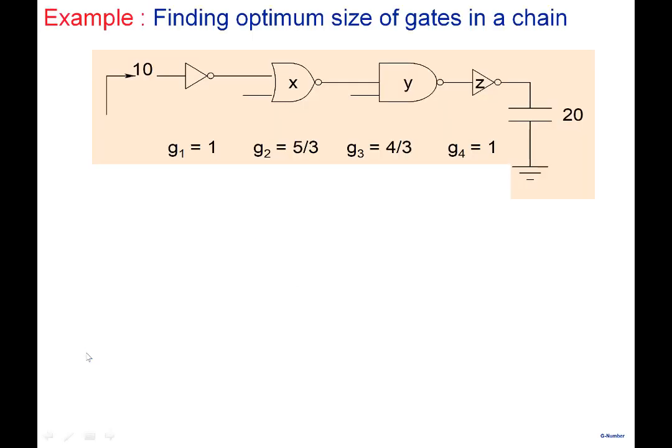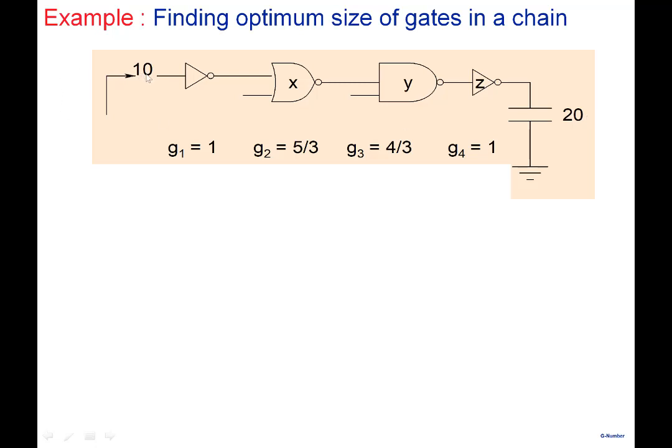All right, so as I said, let's come back here. So G1 is 1, G2 is 5 by 3, G3 is 4 by 3, and G4, inverters are all 1. And it's given here that when nothing is written here, it means that the capacitance is 20 times the input capacitance of an inverter of size 1. So the multiplying factor is the input capacitance, okay?